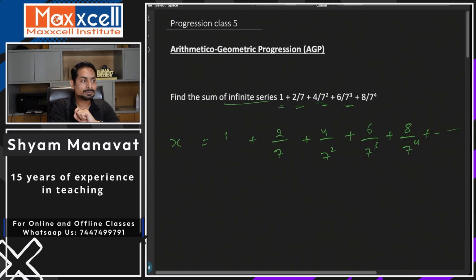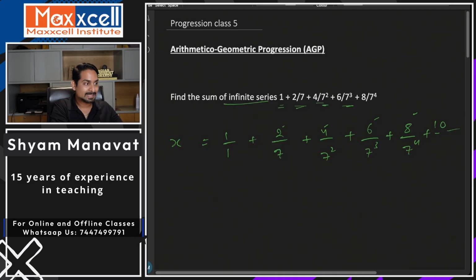Now, do you see that the numerator here is 2, 4, 6, 8? The next is supposed to be what? 10. It's in AP, arithmetic progression. And the denominator here, 7, 7 square, 7 cube and 7 raised to 4, with a common ratio of 7, is in geometric progression. But obviously you can't add the numerator separately and the denominator separately, right? You need to add the term with the next term.